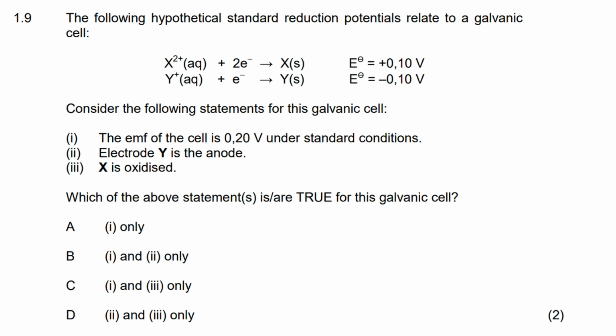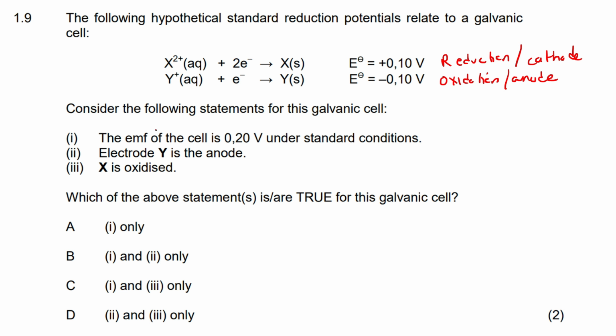The following hypothetical reduction potentials relate to a galvanic cell. Consider the following statements. The EMF of the cell is 0.20, electrode Y is the anode, X is oxidized. Which of the following is true? Okay, so we should know that the one that has the largest voltage, that's going to be your reduction reaction. Reduction, and that's also going to be your cathode. And then the one with the smaller voltage, that's going to be your oxidation or your anode.